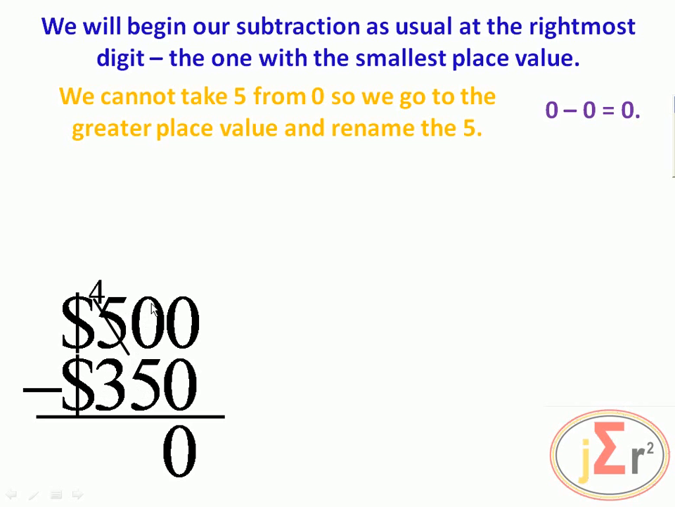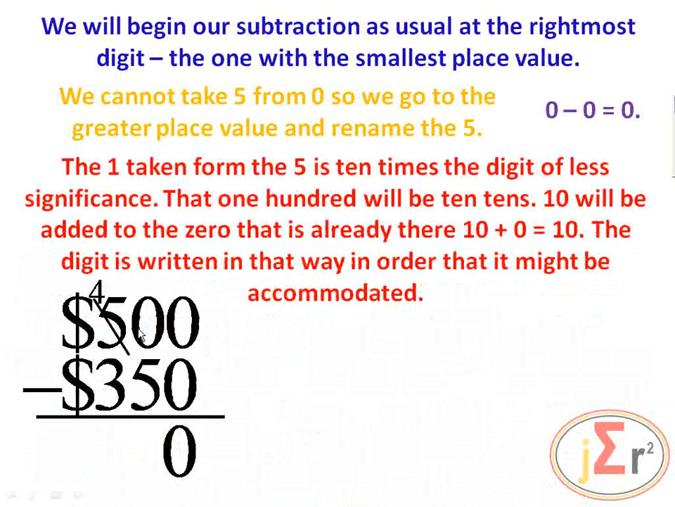Therefore, what we have in these tens right here, we are taking from the hundreds. Therefore, we have 10 tens that will be placed there. So the one taken from the 5 is 10 times the digit of less significance. The 100 will be 10 tens. 10 will be added to the 0 that is already there. So 10 plus 0 is equal to 10. The digit is written in that way in order that it might be accommodated.